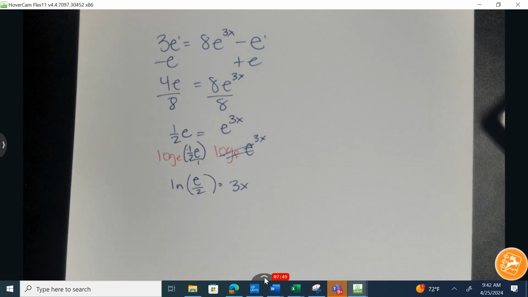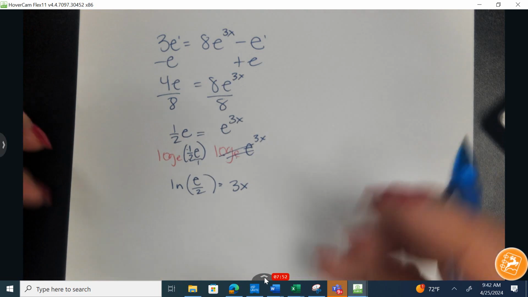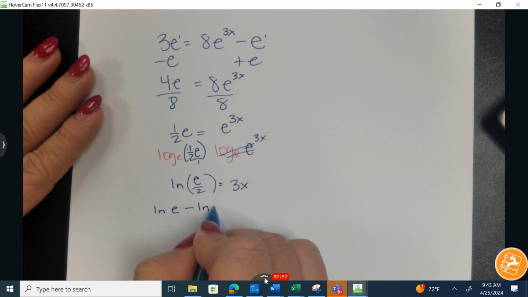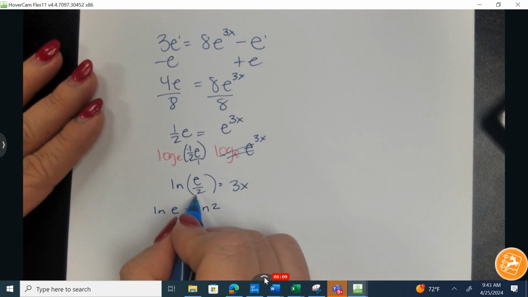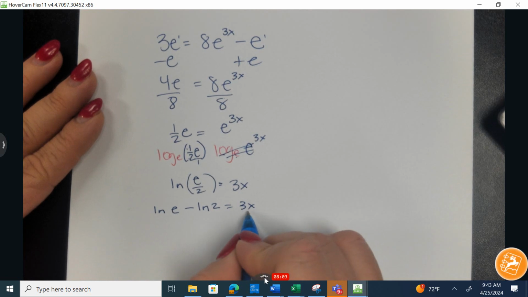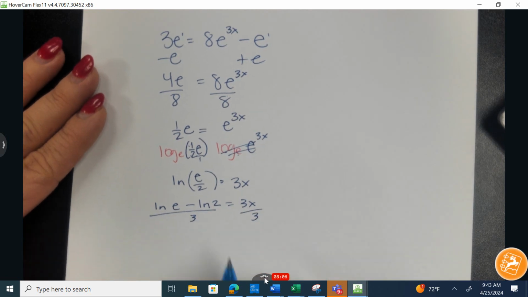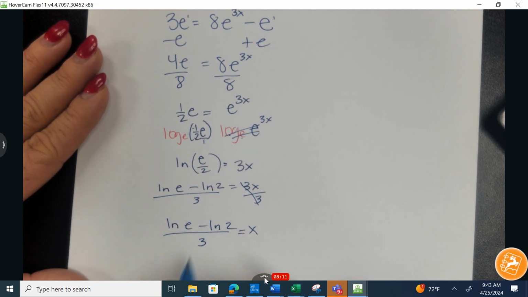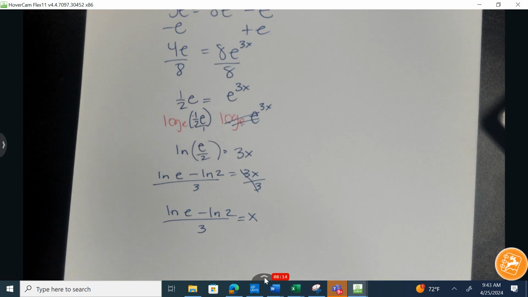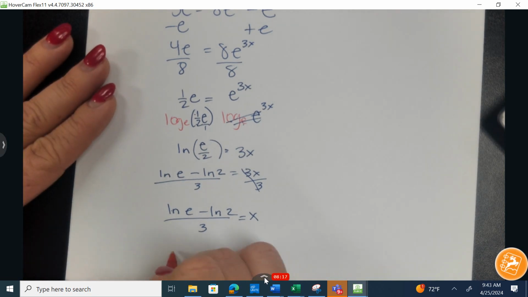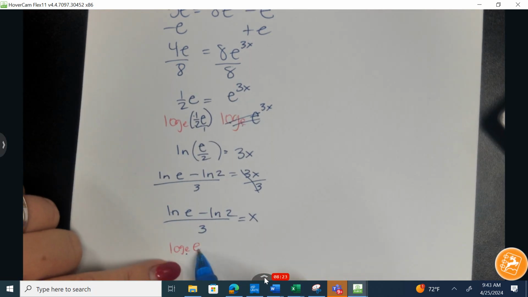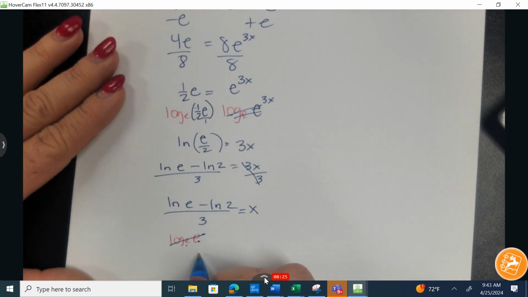Okay, then I'm going to recognize that I can take this and expand this. I know that division turns into subtraction. So I have ln of e minus ln of 2 equals 3x. And now I'm going to divide by 3 on the right and divide by 3 on the left. So x equals ln of e minus ln of 2, divided by 3. Now remember, natural log is the same as log base e. And so why am I writing this? When we have the base and it's the exact same as the number behind it, it simplifies to a 1. So here I have 1 minus ln of 2, all divided by 3.